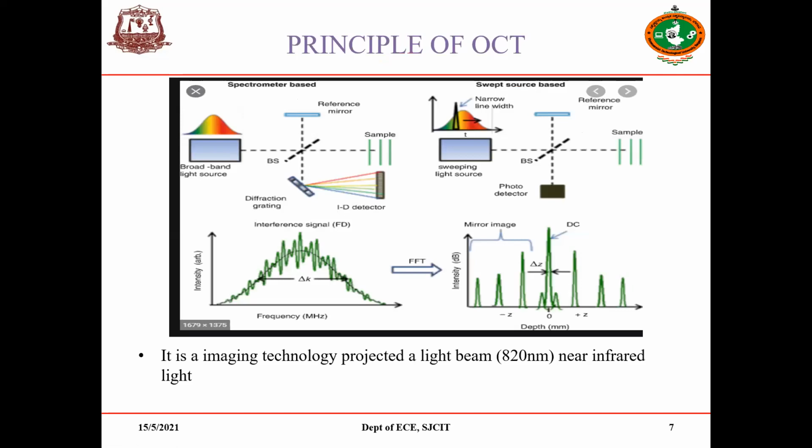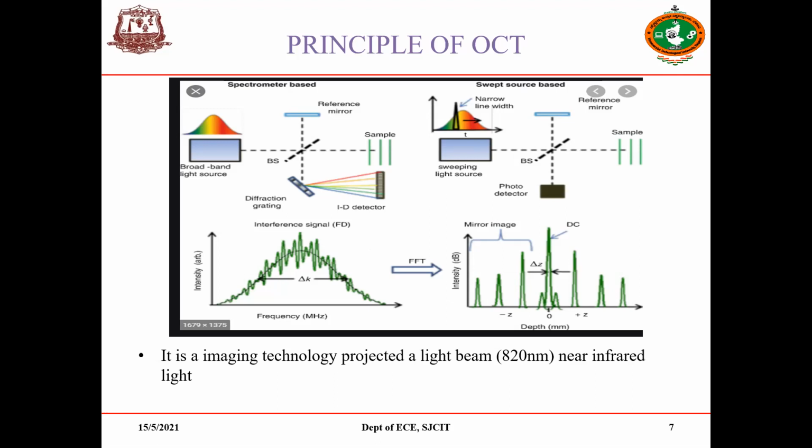And the principle of optical coherence tomography is this: the initial light beam, near 820 nanometer infrared light, is split into two beams. The two beams are a probe beam and a reference beam. By the beam splitter, the probe beam leads to the target tissue, that is the retina, and the reference beam leads to the reference mirror, which is at a known distance.